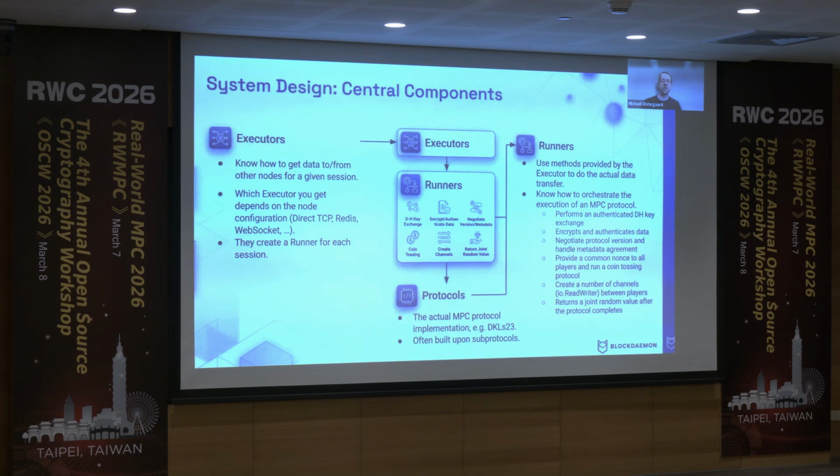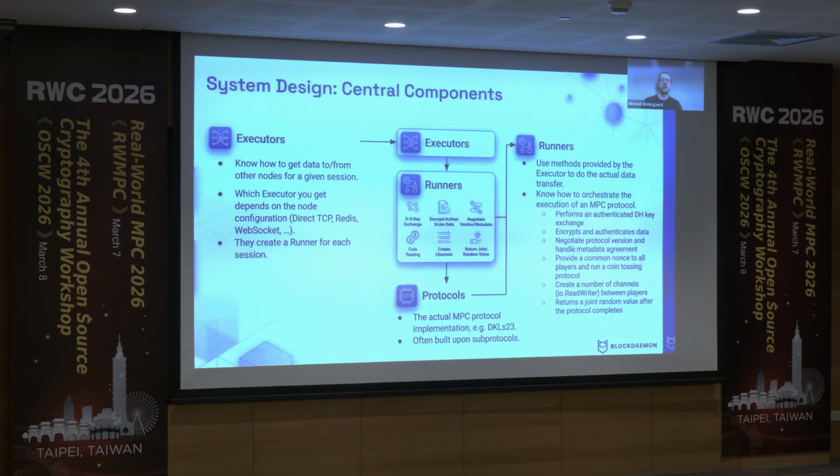It performs authenticated key exchange using a Diffie-Hellman key exchange, then it encrypts and authenticates data, and negotiates protocol versions, because you can have different versions of the ECDSA protocol. It turned out that just because we introduce a new protocol, you can't break all previous instances because customers don't like that. It also makes sure that all players participating in the session agree on the metadata, like the message to sign, who's participating in this session, their public keys, etc. It provides a common nonce to all players, and it runs a coin tossing protocol, so it has some joint random value you can get afterwards. That's, for example, used to derive the key ID.